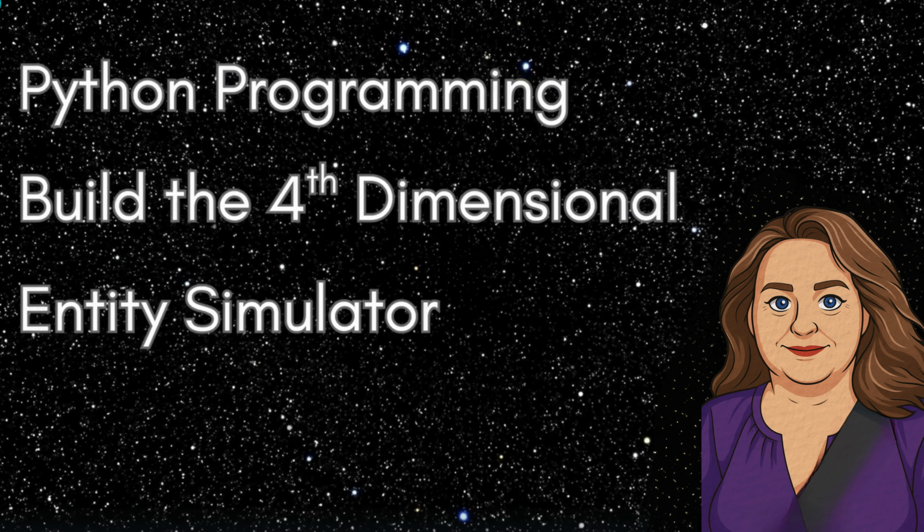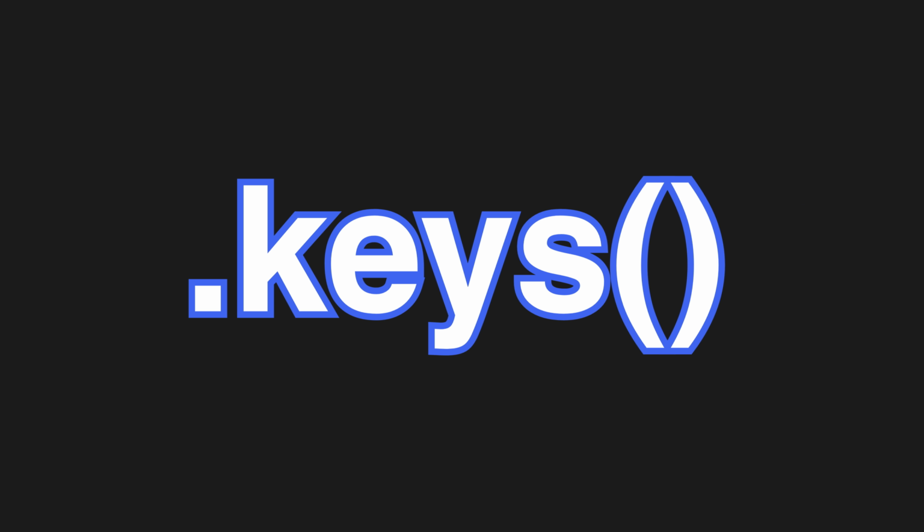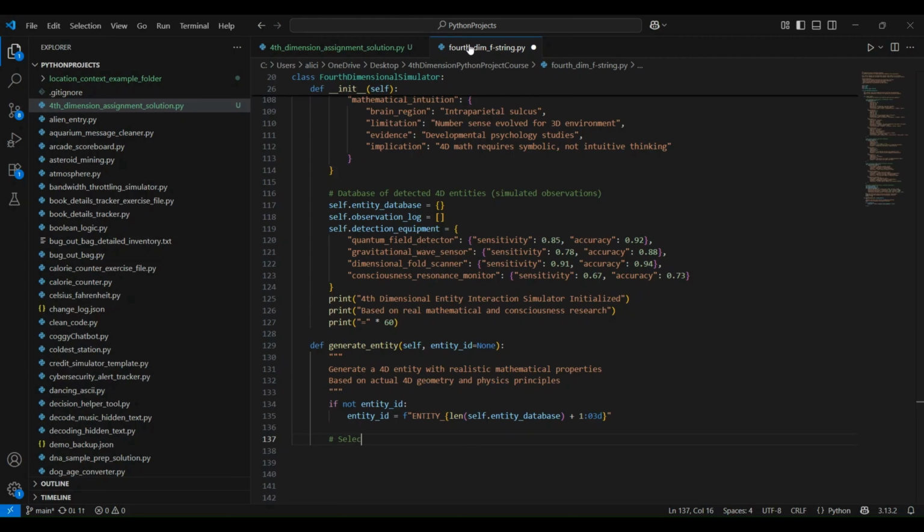So now one more thing still in this same line of code. Let's examine that .keys final piece a little bit more. The .keys() method is a powerful dictionary function that extracts all the key names from your dictionary. It gives you access to the categories, labels, or identifiers in your data structure.